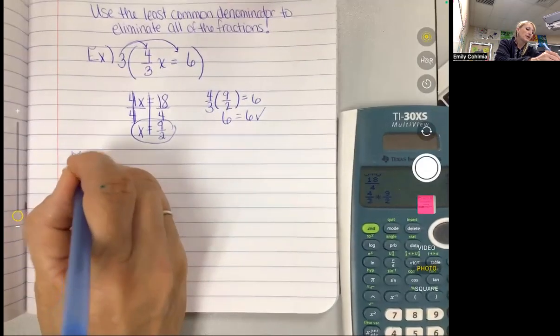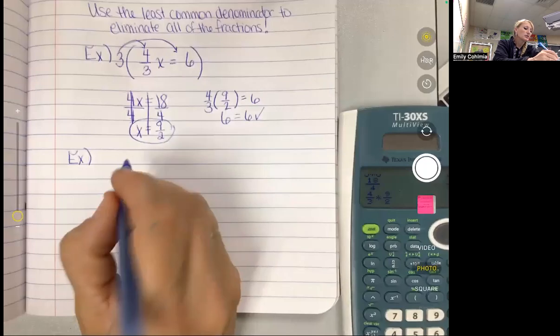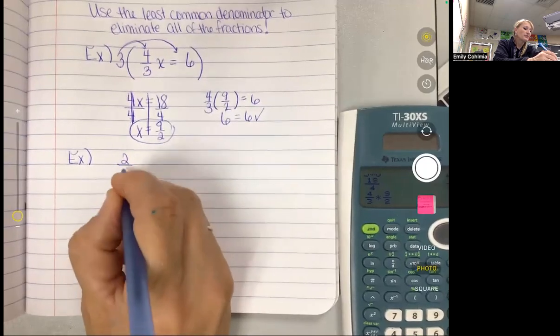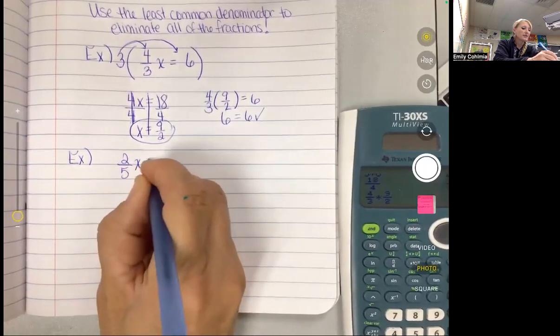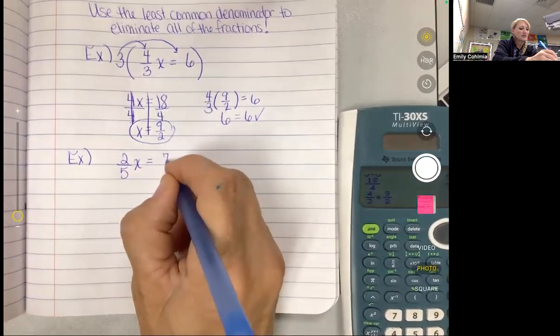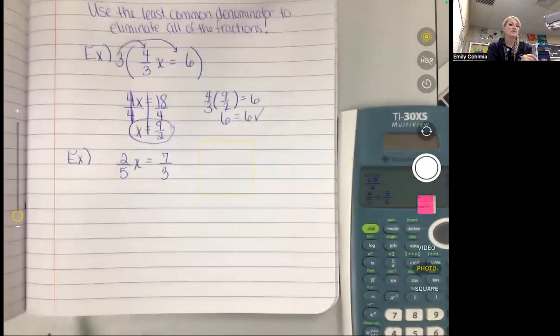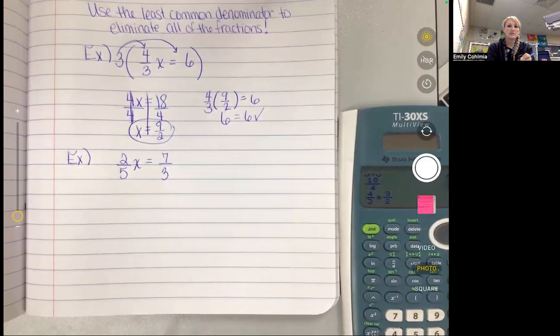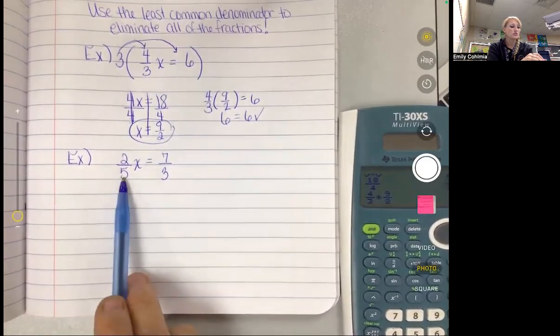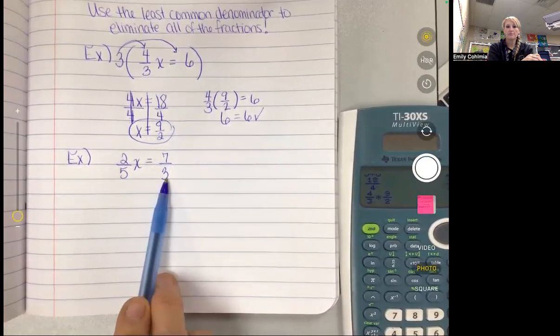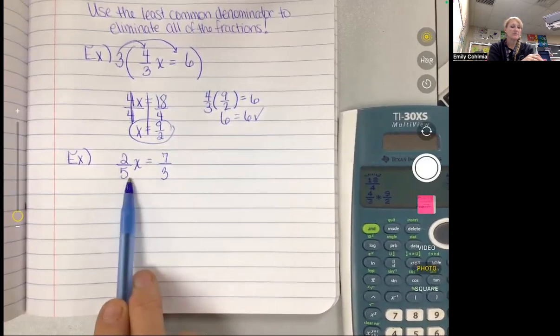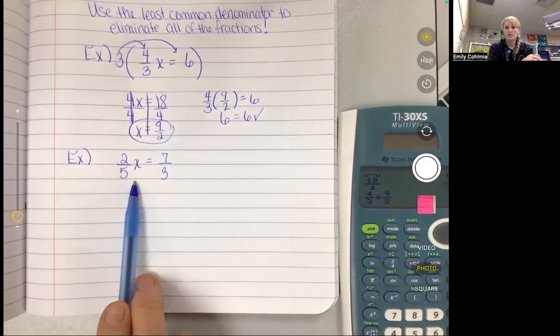This time we're going to put fractions on both sides. So let's do 2/5 x equals 7 over 3. So now I have fractions on both sides, so I need a least common denominator. The easiest way to find the least common denominator is to take the two denominators and multiply them together. So 3 times 5 is 15. 15 is going to be my least common denominator.